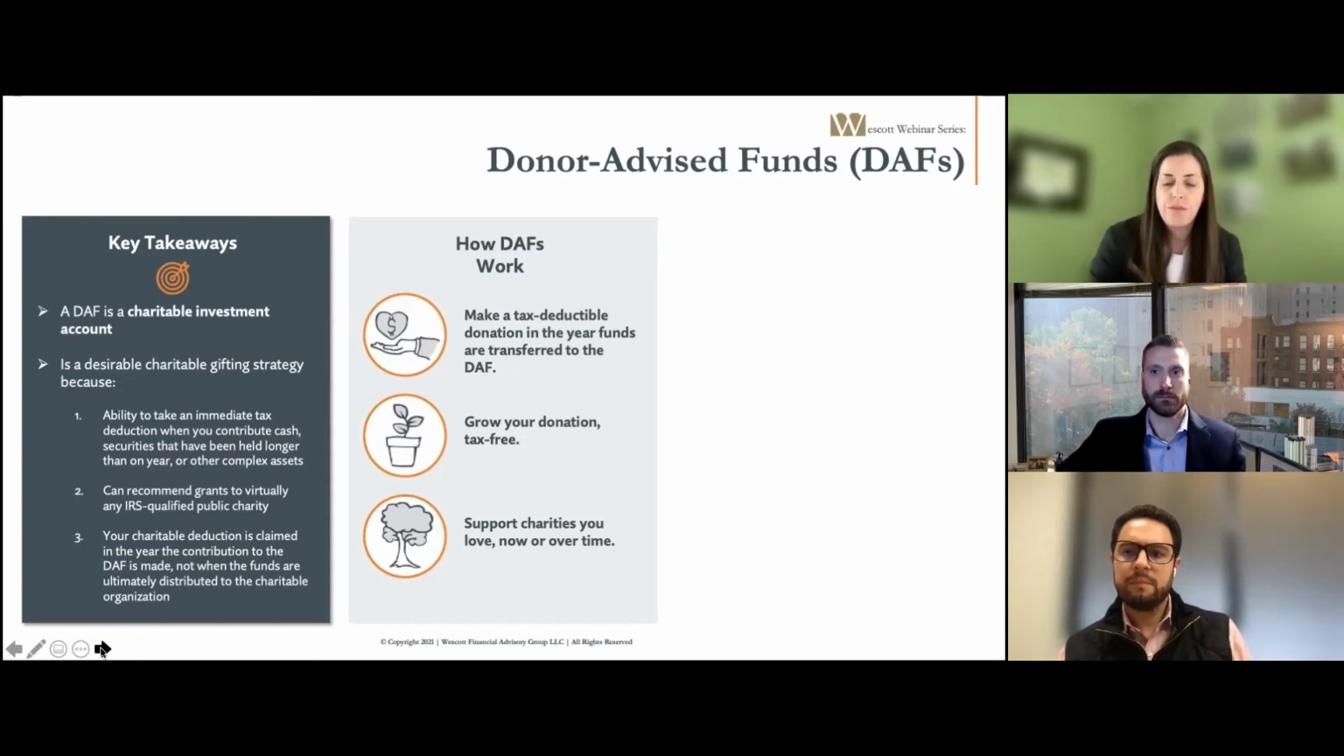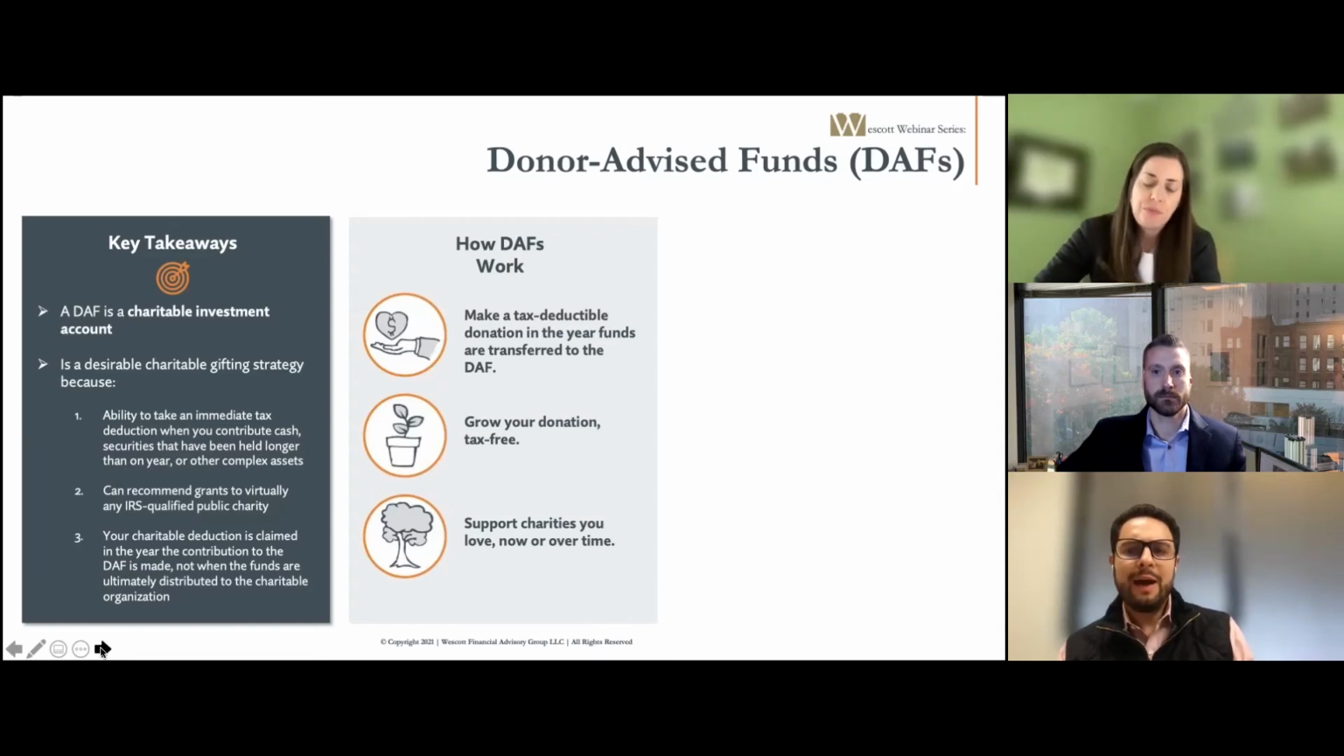And then do I get the deduction on my tax return each time I make a gift from the donor advised fund? That's a great question, Alex, and it's very important to note. So the charitable deduction is claimed in the year the contribution is made to the donor advised fund, not when the funds are ultimately distributed to the charities.